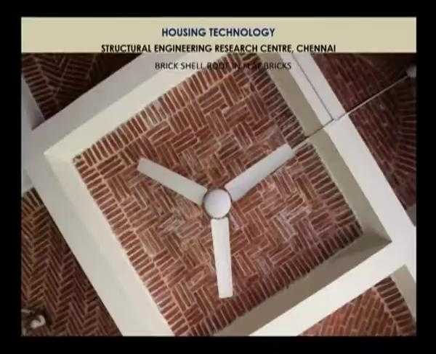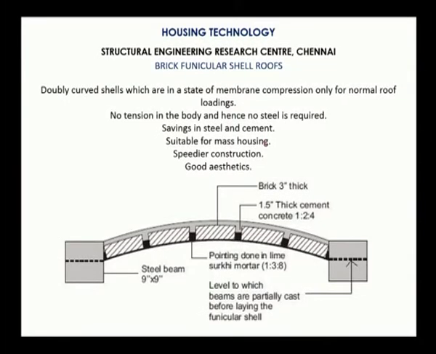Another way of dealing with the housing technology here is brick shell funicular roofing with flat bricks. So, as you see in the ceiling of such. This is very simple in terms of construction, having a brick of 3 inch with a concrete which is poured in, and the pointing done in lime soaking mortar.